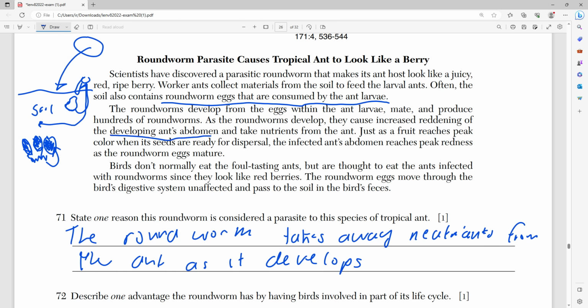Here we say that it develops in the ant's abdomen and takes nutrients from it. They take nutrients from the ant, and the ant does not benefit from this, but the roundworm does. So that's a parasitic relationship, because one is being harmed by having nutrients taken away, and the other is benefiting. You could also say that it's a parasitic relationship because it increases the likelihood that the ant will be eaten. Once again, that's harming the other. You could say that the roundworm benefits by living in the ant, and the ant is harmed. You could have said that. We just went into more specifics.